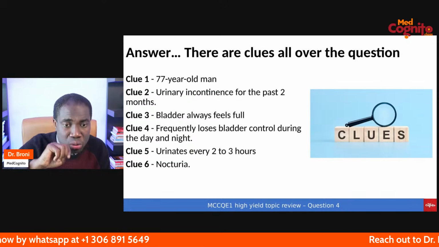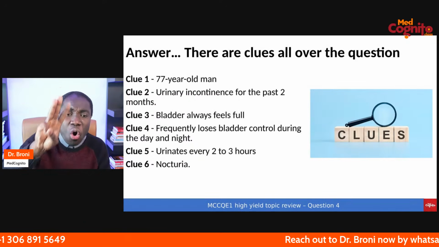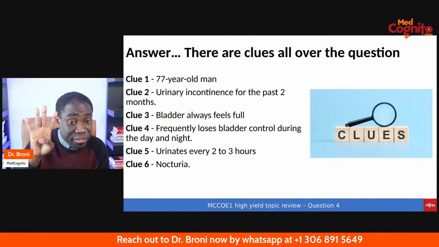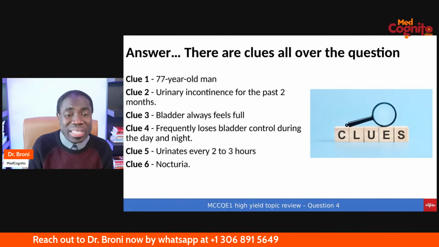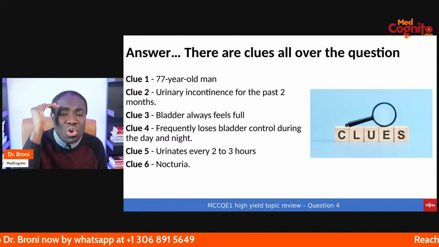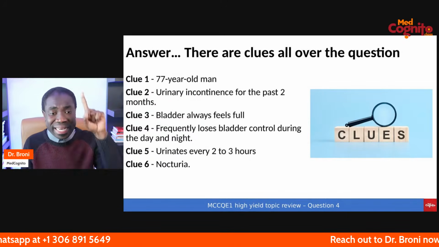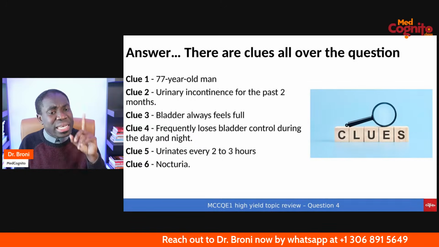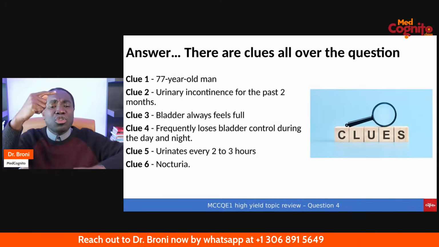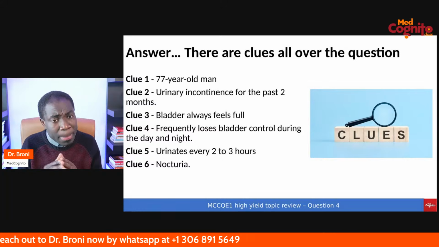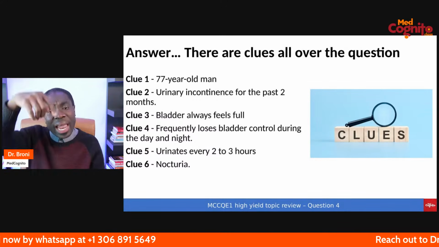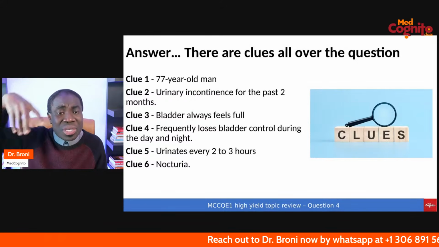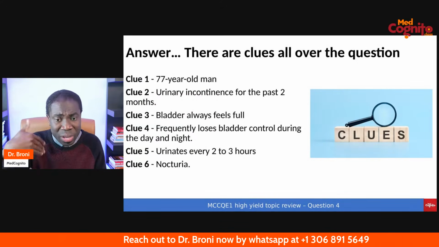The next clue is that the bladder always feels full. And all these have been provided by the question. The next clue is that the patient frequently loses bladder control during the day and the night. The next clue is that this patient urinates every 2 to 3 hours. And the last clue is the nocturia. And the nocturia is already covered in the urinates frequently during day and night. That's why I dropped that nocturia as a clue.